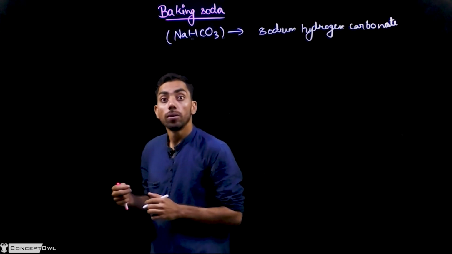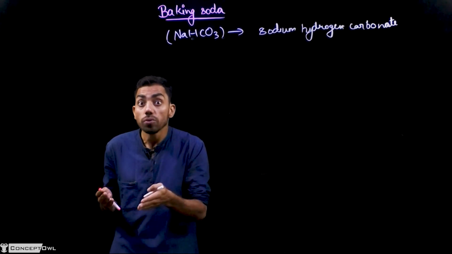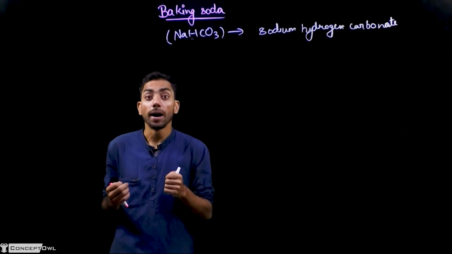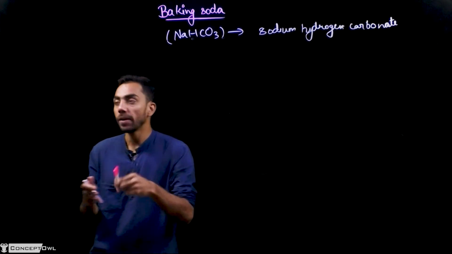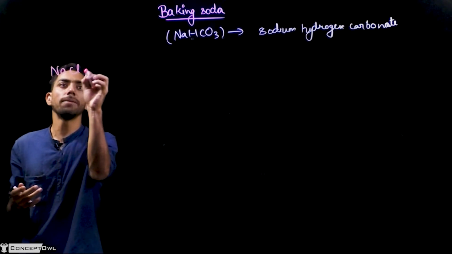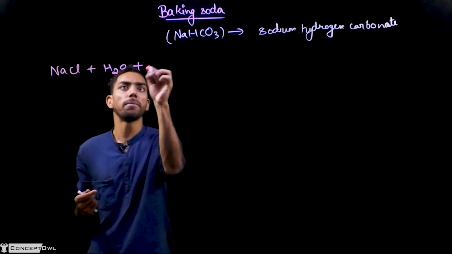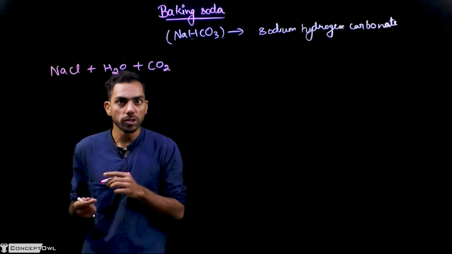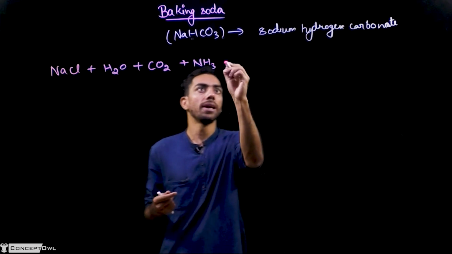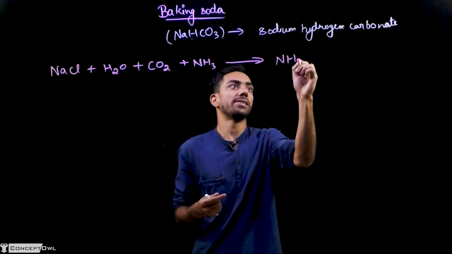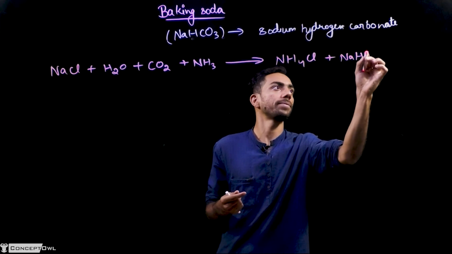And do you know that our normal, boring table salt is used to prepare baking soda? How can we prepare baking soda from our normal table salt? Let's see. For that we need NaCl plus water, that means brine solution. Then you have to pass carbon dioxide through the brine solution, then pass ammonia gas also, and then you will get NH4Cl plus NaHCO3.